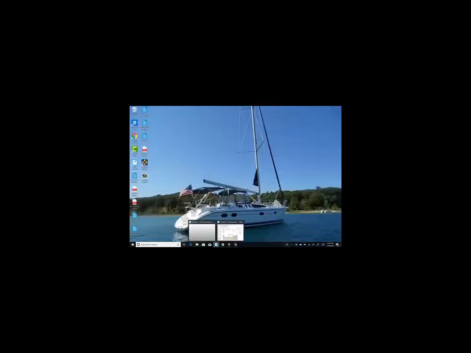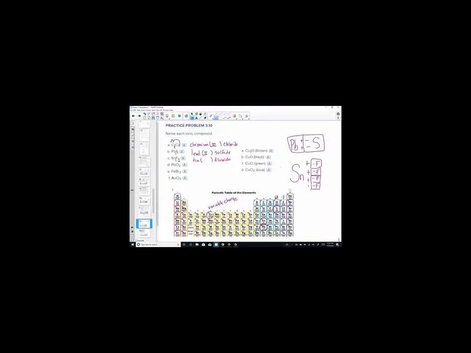4 positives to balance the 4 individual -1s. This is tin 4 fluoride.